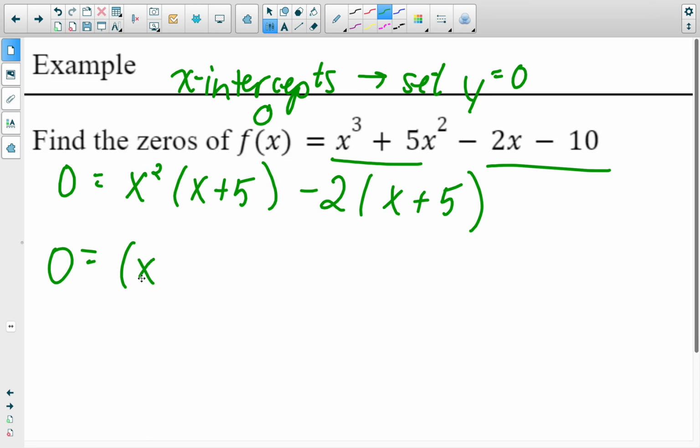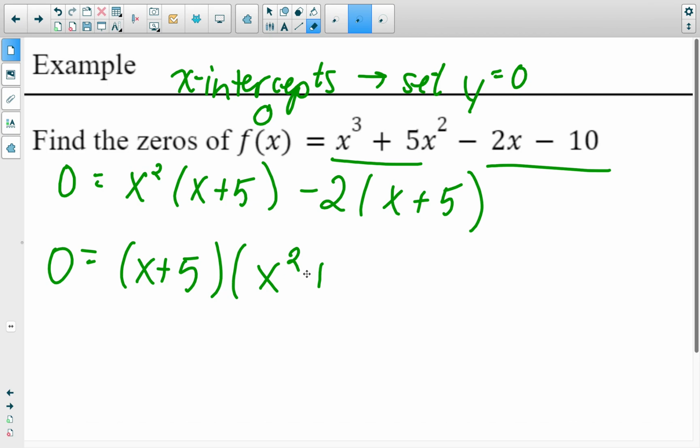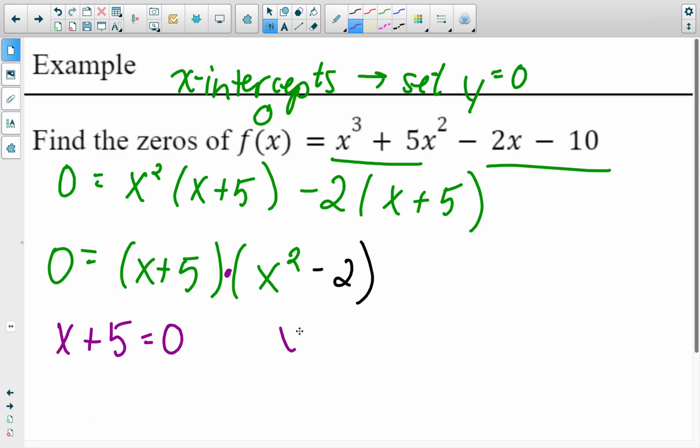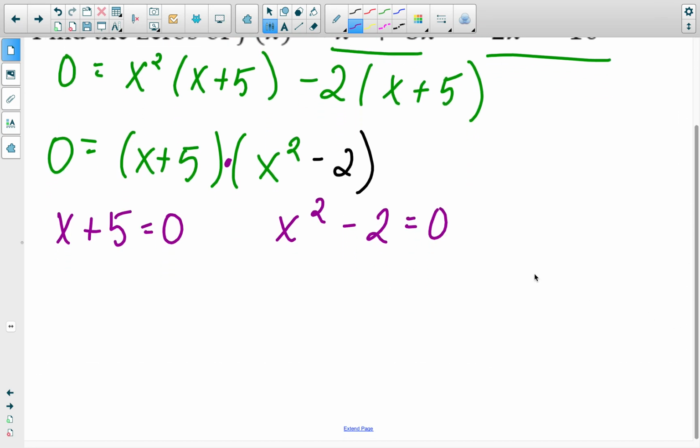It's going to lead us to the following. Okay, 0 equals x plus 5 times x squared minus 2. Okay, and now because we have this multiplication and we're equal to 0, we can set each factor equal to 0. Okay, since we have this degree 2, before we move on and set this equal to 0, we should check and make sure that this is not factorable. It's not, but that would be good practice, especially if it's a trinomial.